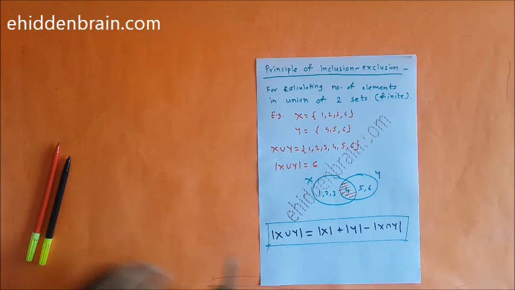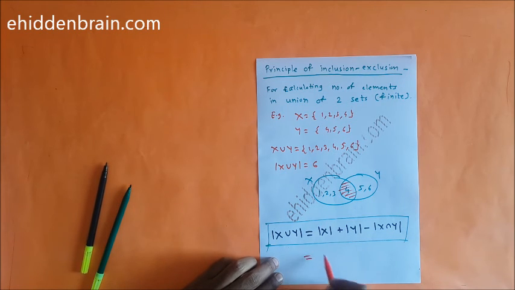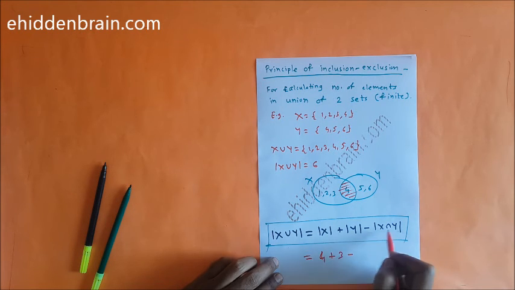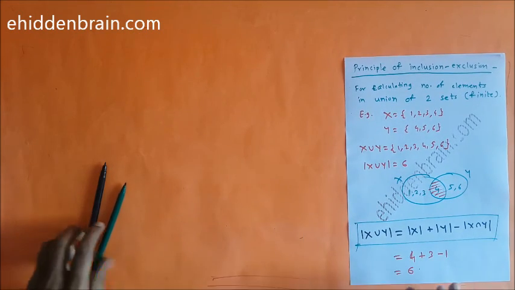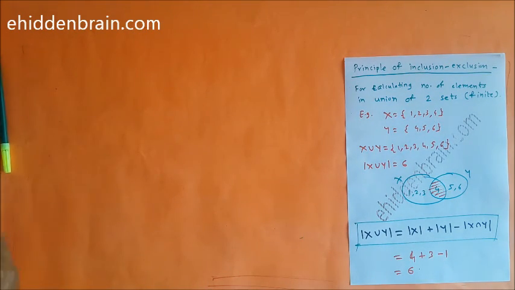Now we can actually get the answer for the above question. It is 4 plus 3, mod x is 4, mod y is 3, and then minus the intersection, whose element is only 1. So I will get 6 as the answer. I hope you understood the principle of inclusion and exclusion.